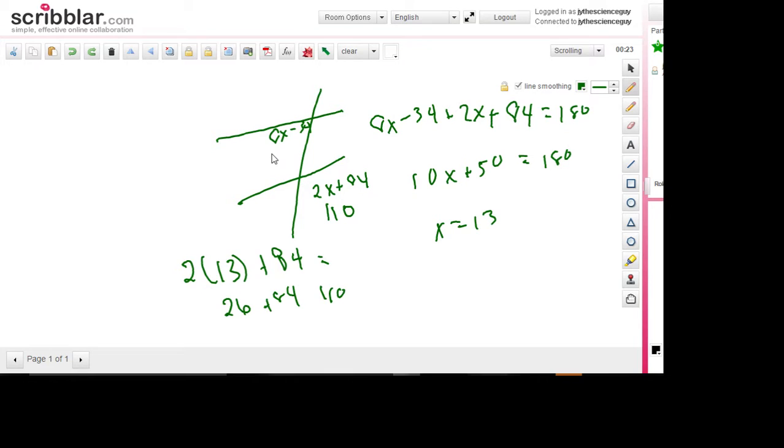Because I don't want to stick the number back in if I don't have to. So this one is 110. If I add this one and that one, I get 180. So what do I do with 110 and 180 in order to find that angle? Subtract. So when you subtract them, what do you get? 70. 70, right.